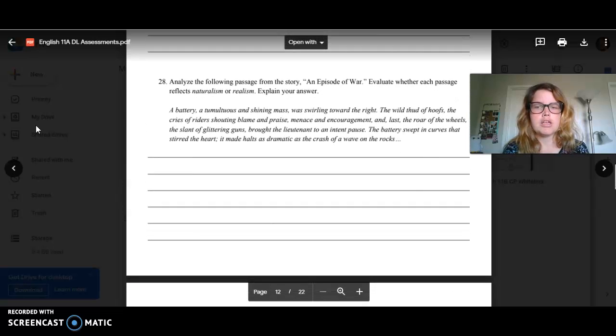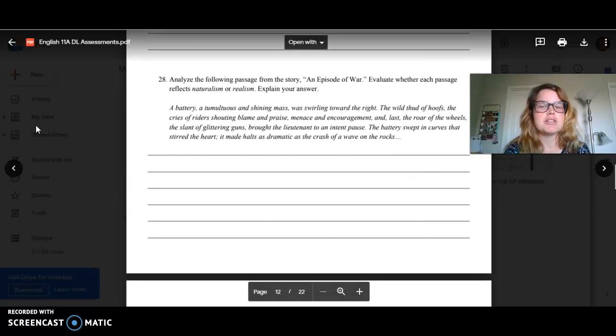And then 28, analyze the following passage from the story, An Episode of War. Evaluate whether each passage reflects naturalism or realism and explain your answer. So make sure you have a good knowledge of naturalism or realism.